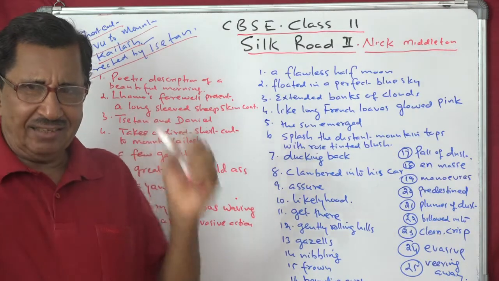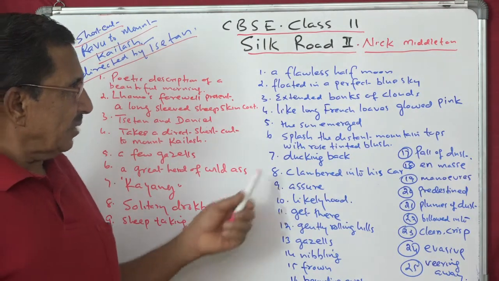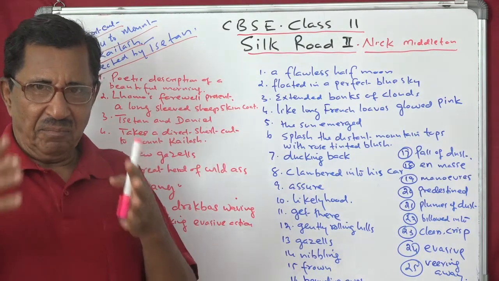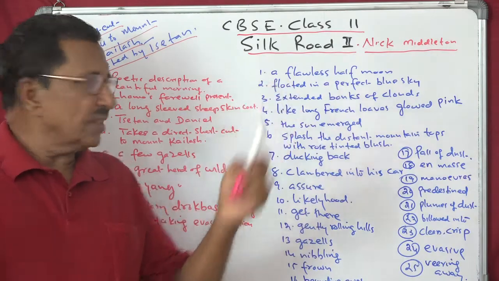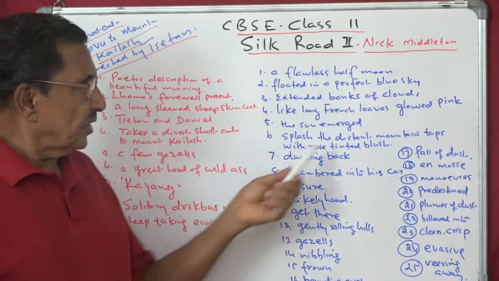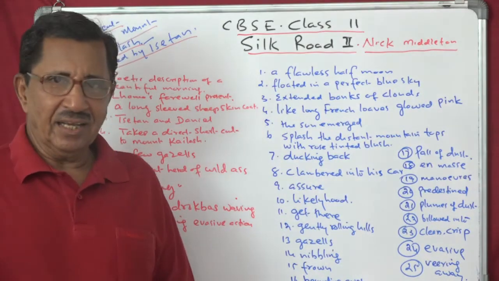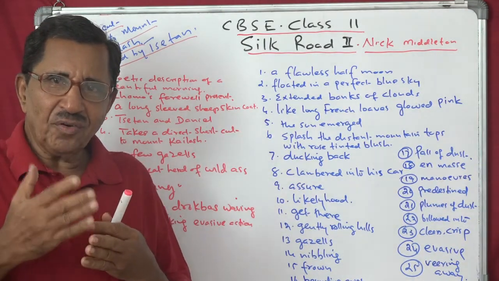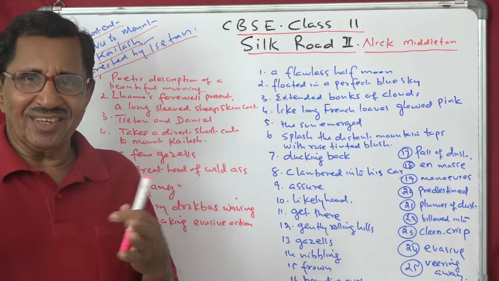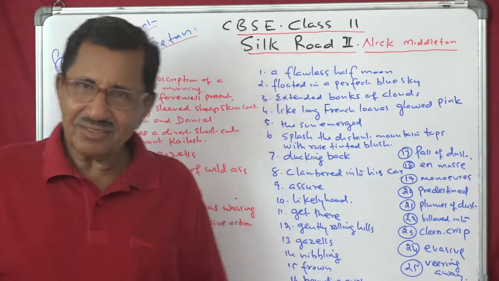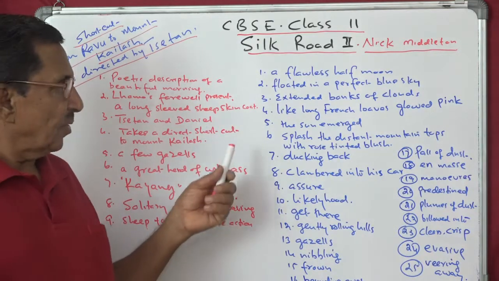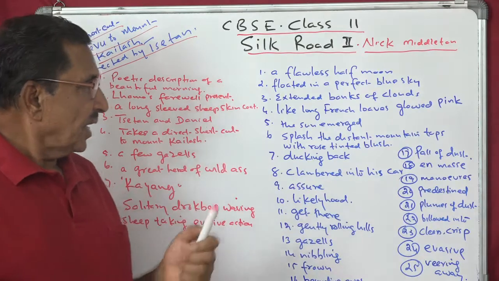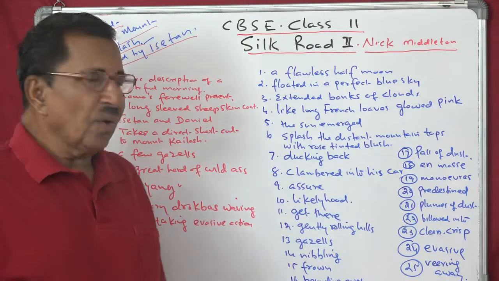Clean, clear sky. Extended banks of clouds. Banks means mass of clouds. Mass of clouds they could see, like long French loaves glowed pink. French loaves means loaves of French bread. That's all. Like we have Indian bread, so this is French bread. So extended banks, mass of clouds, like long French loaves glowed pink.